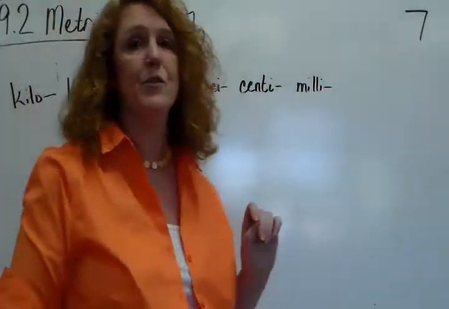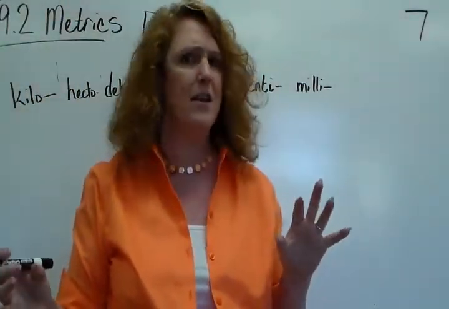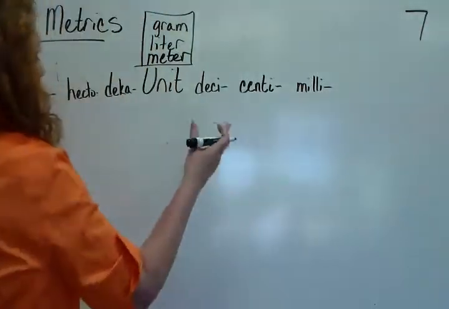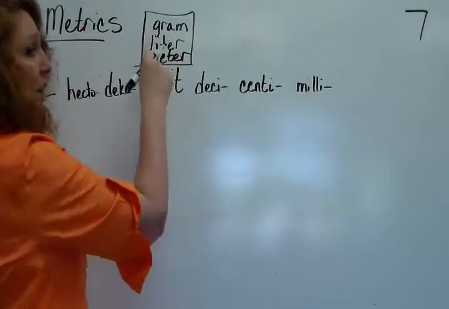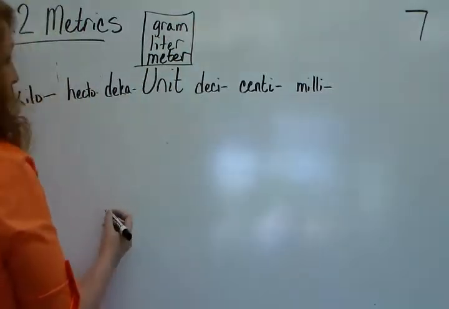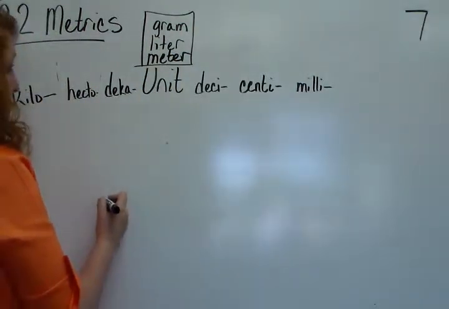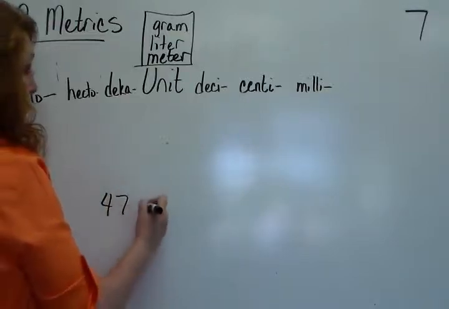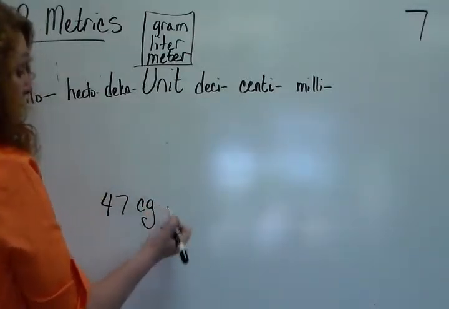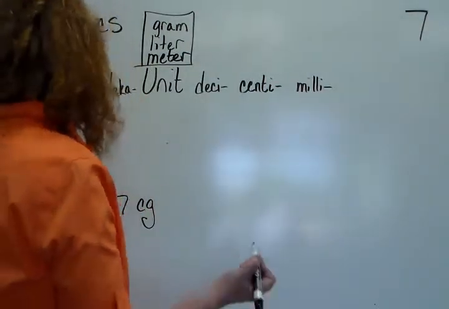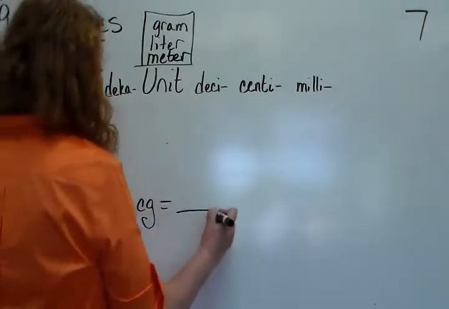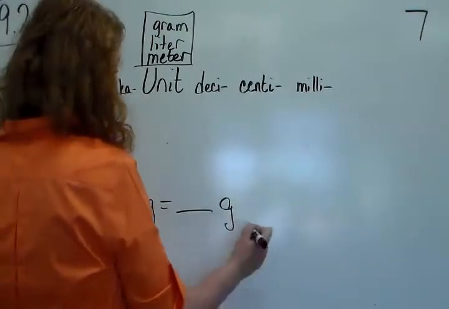Now, I've been using meters, but I'm going to change because you can, and it's the same thing. What happens if we do milligrams instead? It really doesn't matter which one these are, because they're all the same. Let's say I have 47 centigrams of liquid, I don't know, it weighs something. And I want to know how many grams it is.